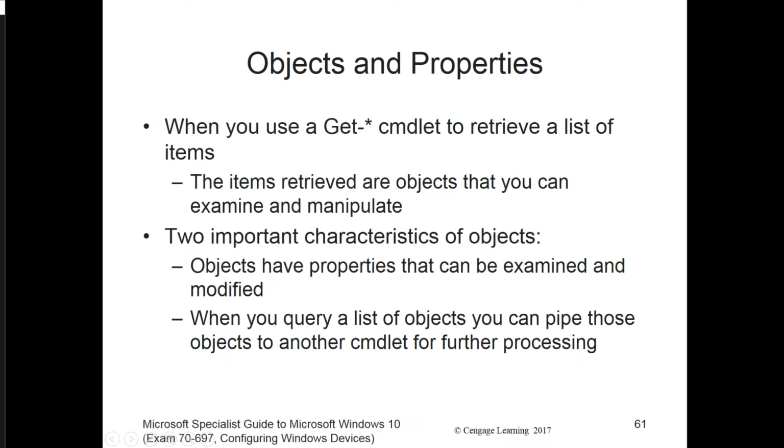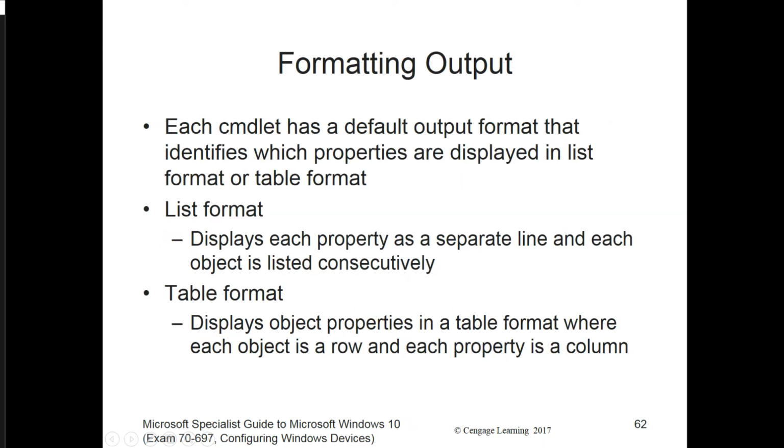Now, two important characteristics of objects. Objects have properties that can be examined and modified. When you query a list of objects, you can pipe those objects together to another commandlet for further processing. Each commandlet has a default output format that identifies which properties are displayed in list format or table format. In list format, it displays each property as a separate line, and each object is listed consecutively. In table format, it displays object properties in a table where each object is a row and each property is a column.